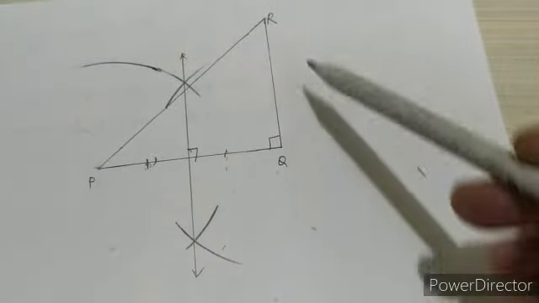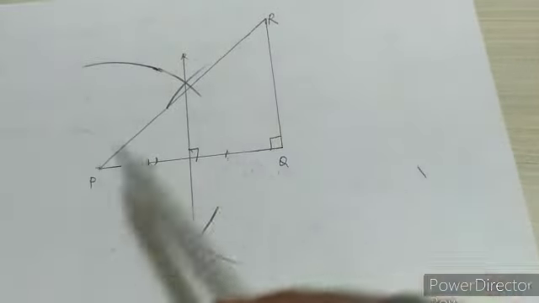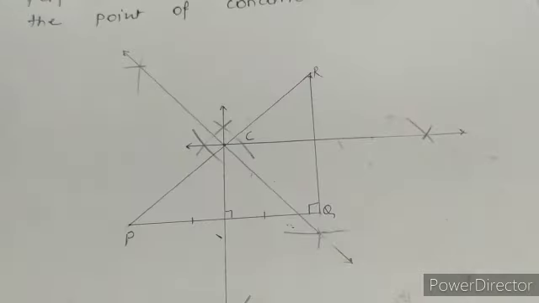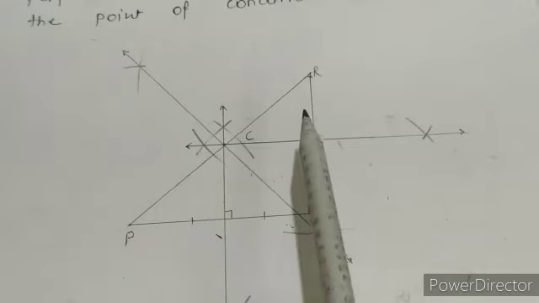Now draw the perpendicular bisectors of RQ and PR. Here I completed the construction, drawing the perpendicular bisectors of all three sides. Now observe, where does the point of concurrence lie? That means where these three perpendicular bisectors intersect each other, at point C, label it as C. It is lying on the hypotenuse.